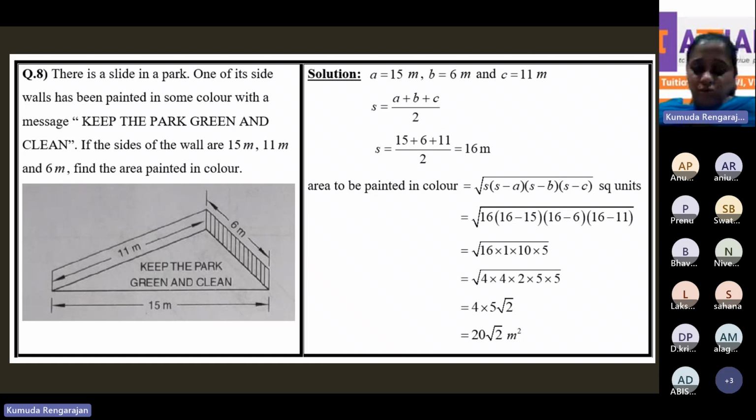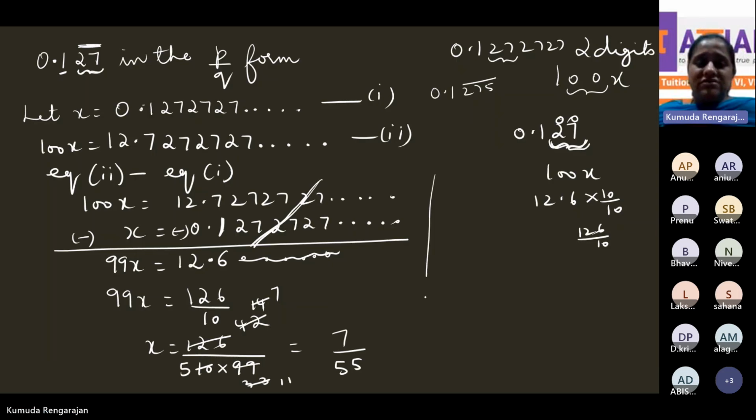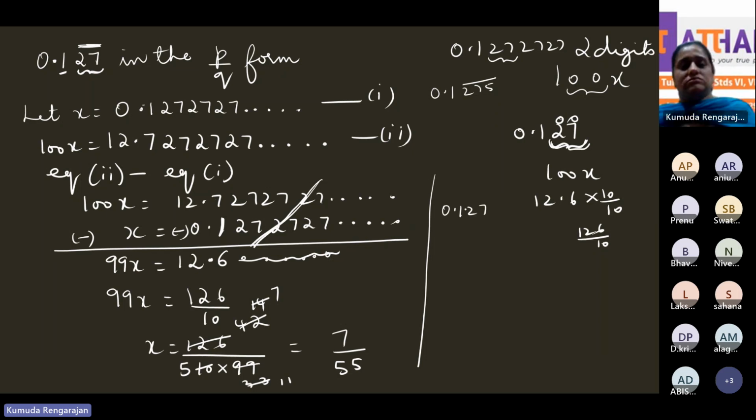The second question was to write 0.127 in the p by q form. This one is simple. It's just 127 by 1000. Very important question. Very simple to answer. Please register this. Register the procedure well in your mind.